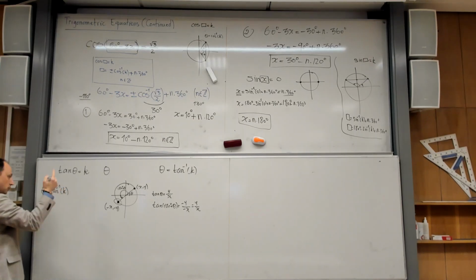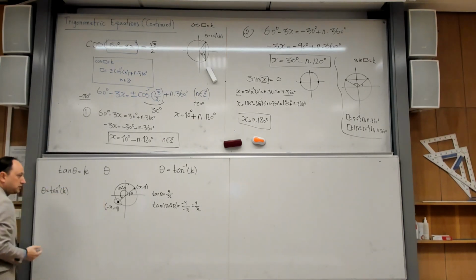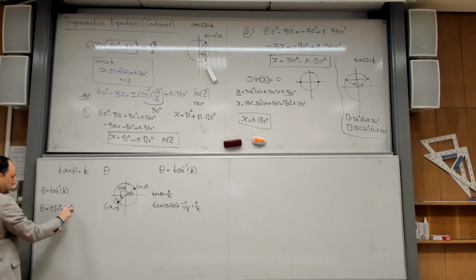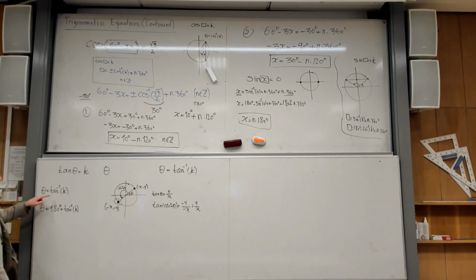There is another one that you have to imagine this picture to be able to understand. So what is the other one? 180 degrees plus tangent inverse of k, yes? So this will be given to you by the calculator. There is another angle that is involved. But these are not the only ones, of course.